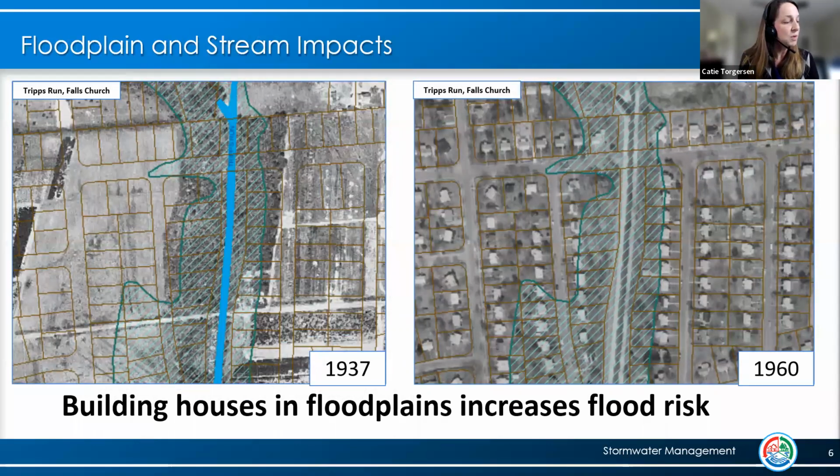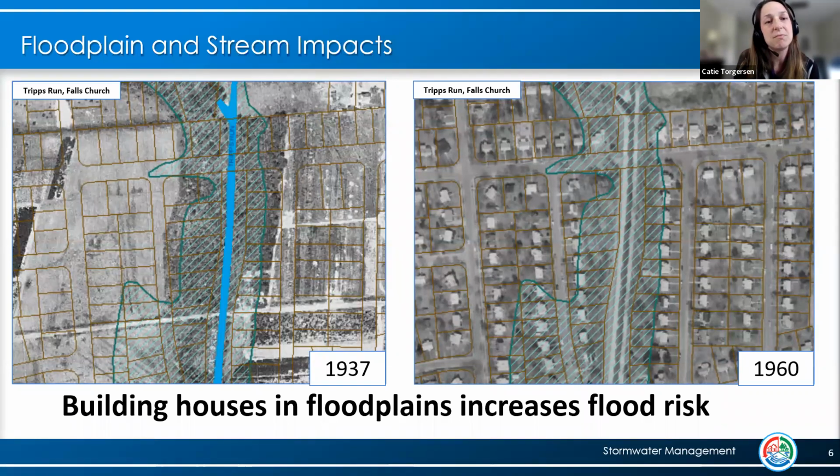Additionally, stormwater was considered a common nuisance and we wanted to get it away as fast as possible. So we ended up burying and piping streams. We built in the floodplains. We filled the floodplains in, and then we removed the natural buffers, the riparian areas adjacent to the stream banks.